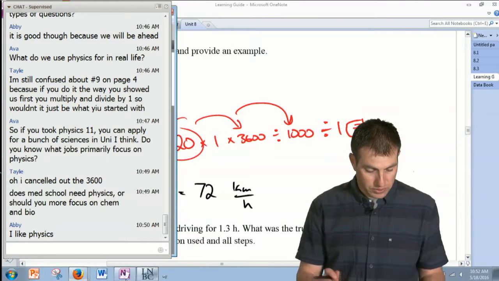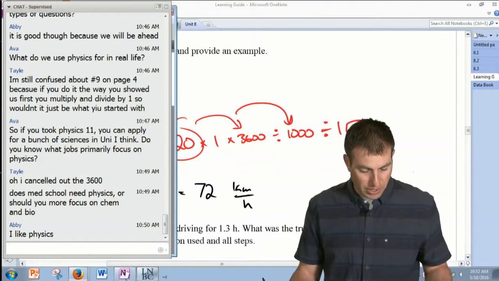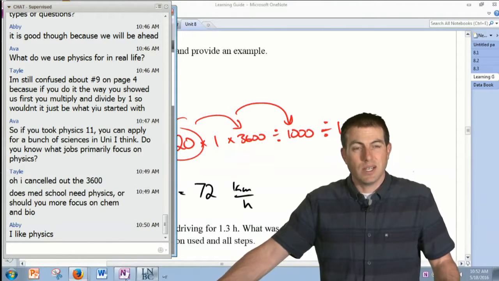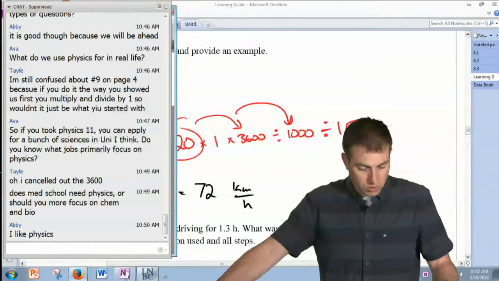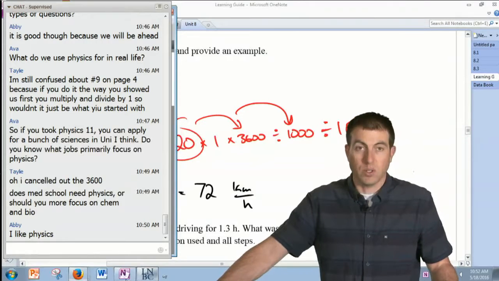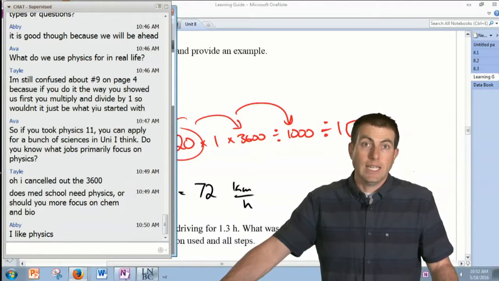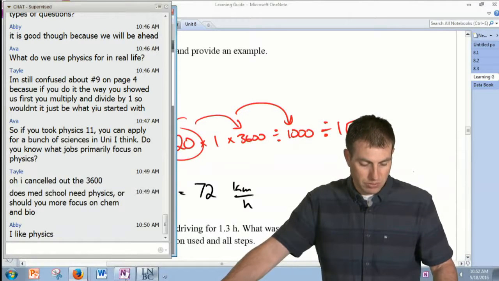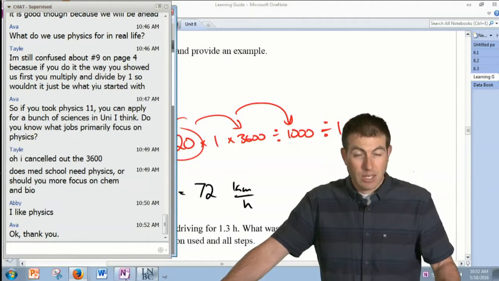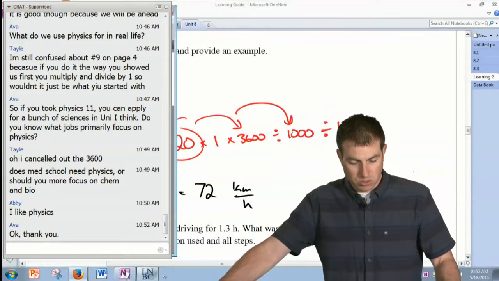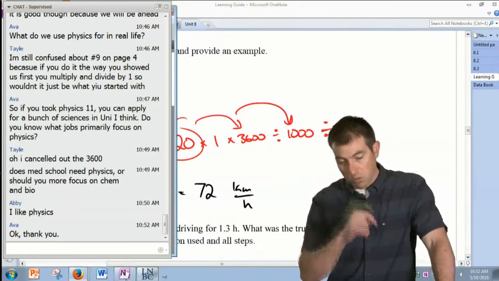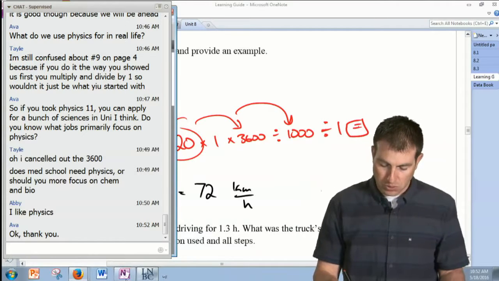Does med school need physics, or should you focus on chem and bio? Depends on what you want to do, but if you were going to go to med school, you would definitely want to focus on biology and chemistry. And you could be even more specific. You could do biochem, which is a specific branch of biology, where you would be able to talk about the chemistry within the human body, which would help you for med school type stuff.